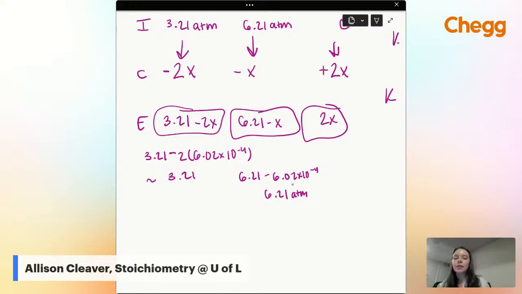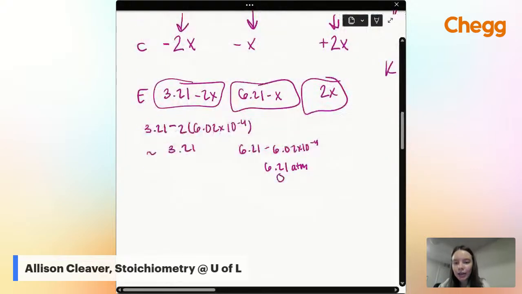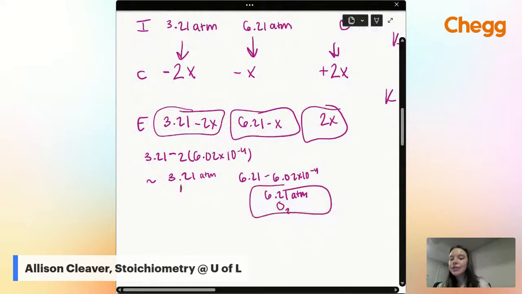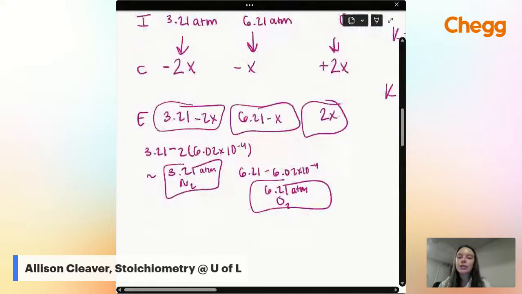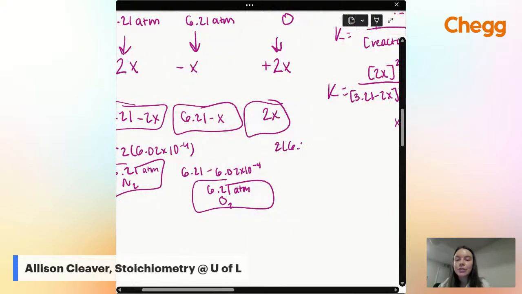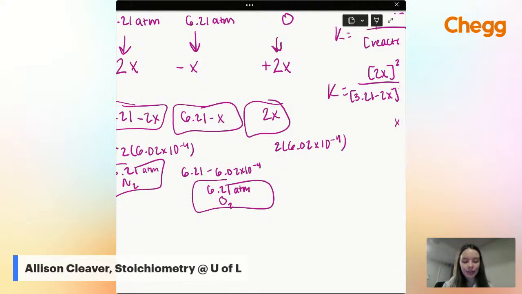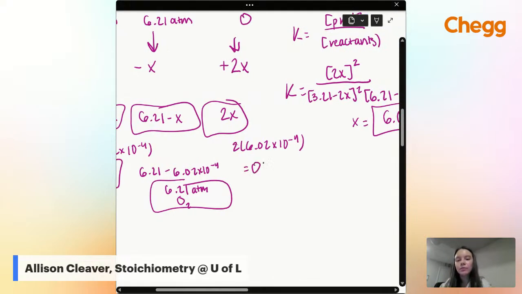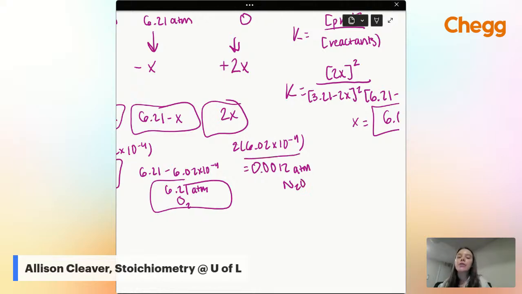ATMs again. And that's 6.21 ATM of O2, 3.21 ATM of N2, and then 2 times 6.02 times 10 to the negative fourth, which if we put that in our calculator, we should get about 0.0012 ATMs of N2O. So that's the answer to that problem.